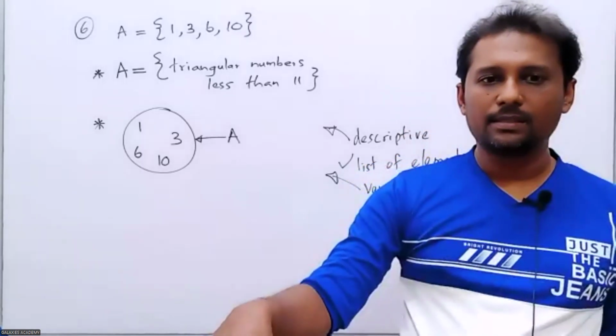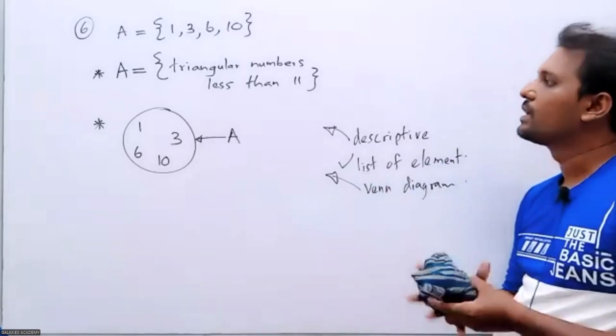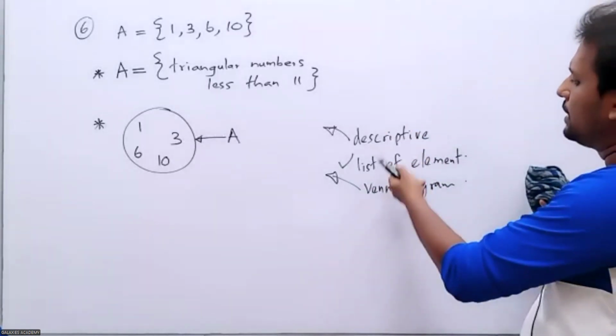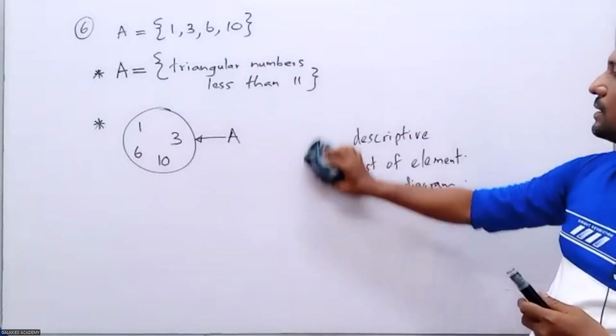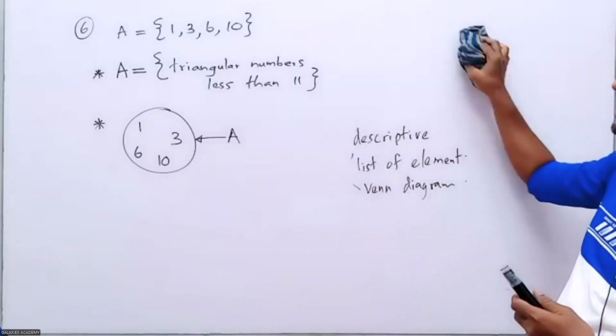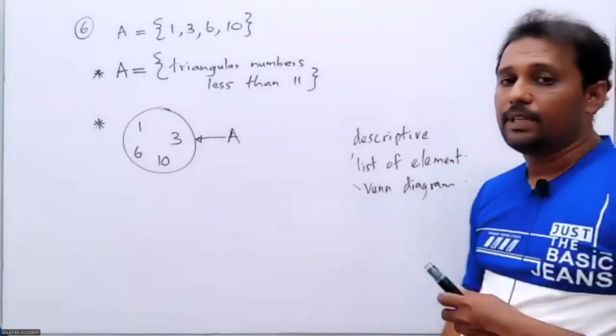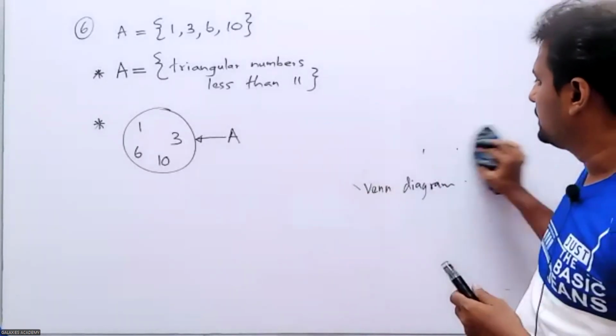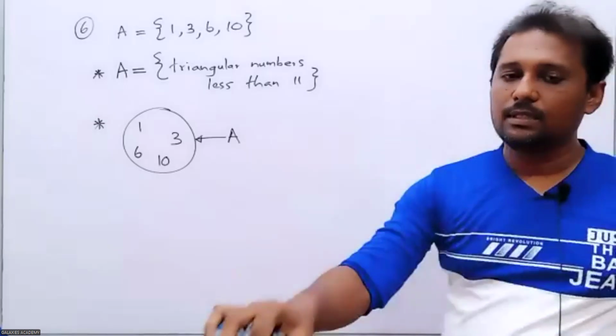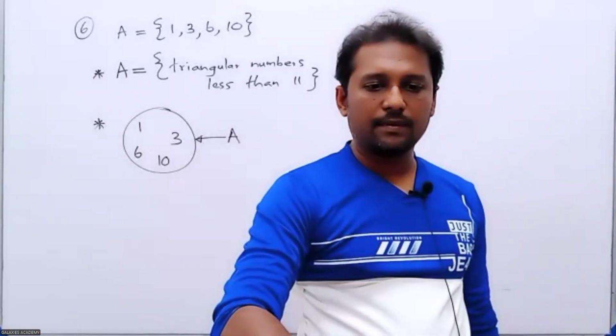I think you can revise the lesson. These three are the representing methods of sets, right? Then we can go to question number 7. The seventh question is given.